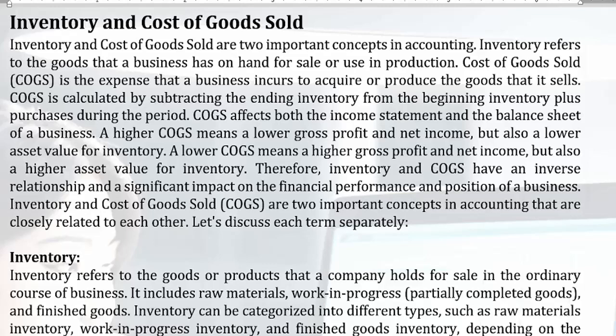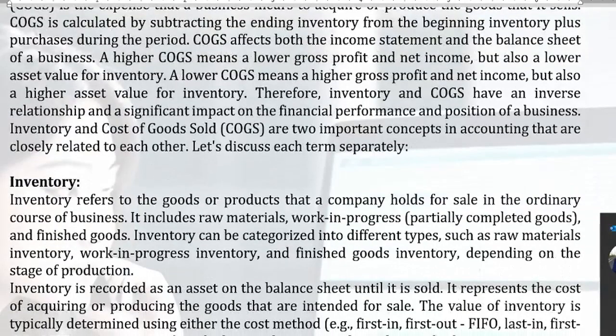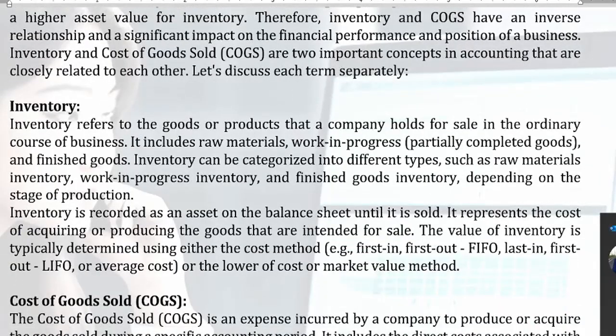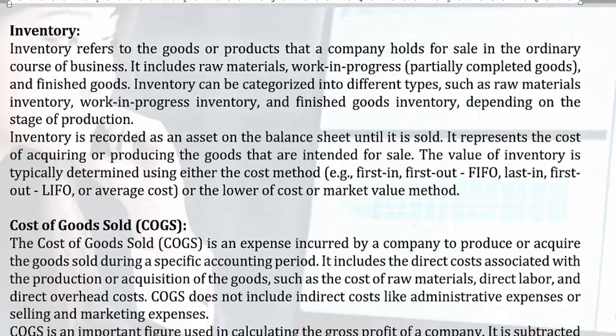Inventory and cost of goods sold, COGS, are two important concepts in accounting that are closely related to each other. Let's discuss each term separately. Inventory. Inventory refers to the goods or products that a company holds for sale in the ordinary course of business. It includes raw materials, work in progress, partially completed goods, and finished goods.